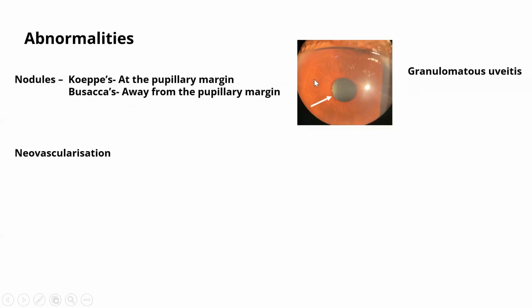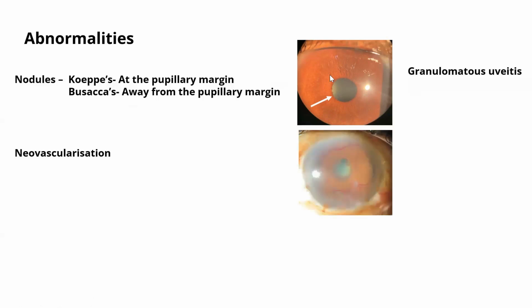Normally, on the iris, you will not see any blood vessels. Blood vessels are within the stroma of the iris, which are not visible. But if you see blood vessels on the surface of the iris, it is abnormal. It is called neovascularization of the iris, which is usually seen in diabetic retinopathy, CRVO, central retinal vein occlusion, branch retinal vein occlusion, or ocular ischemic syndrome.